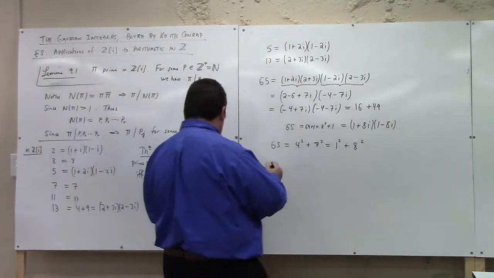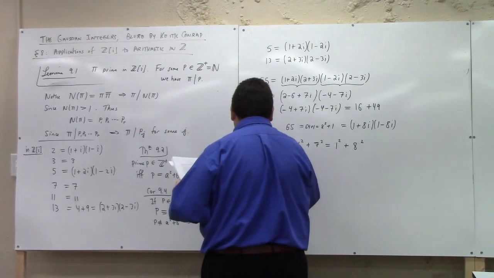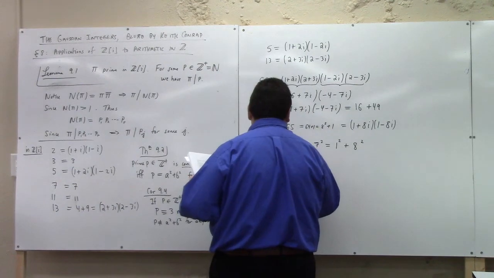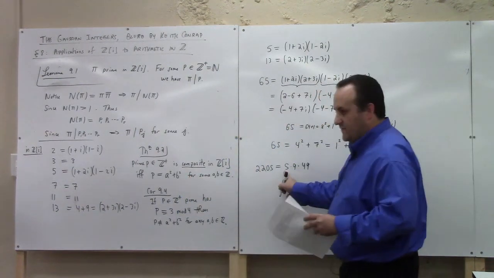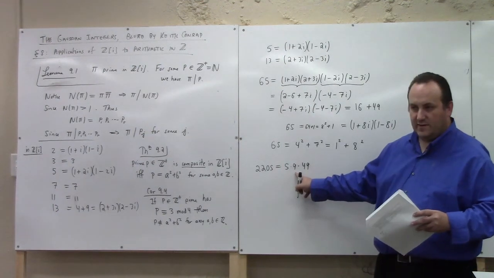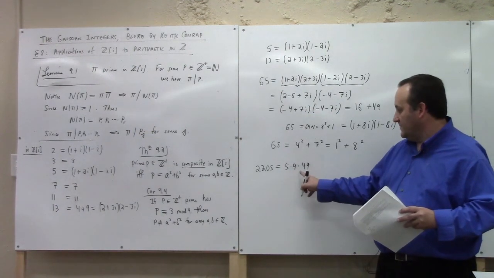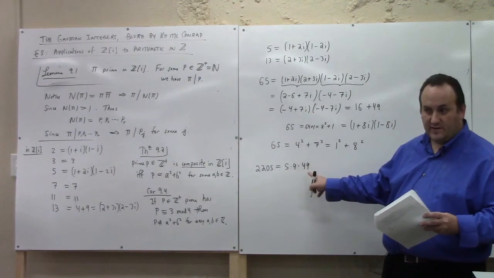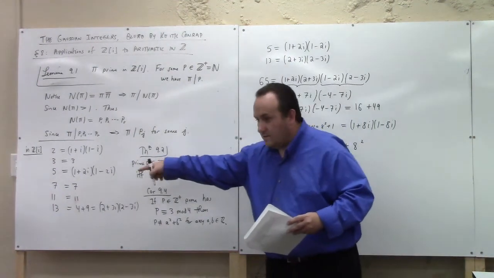Let me show you how this works. It's like 2205 is 5 times 9 times 49. So like 5 is a sum of squares, right? But 9 and 49. Well, 9 is 3 squared. 49 is 7 squared, right? 3 and 7, them's primes.